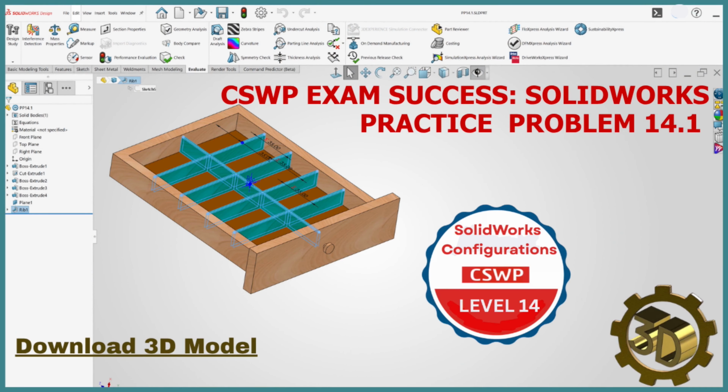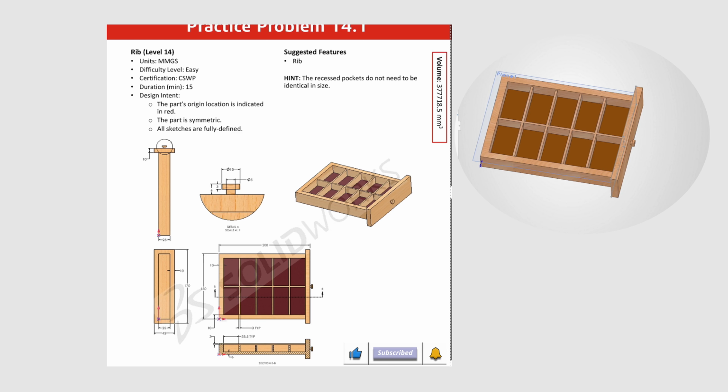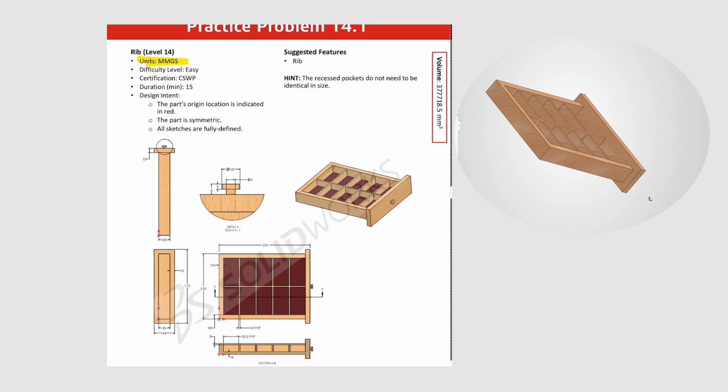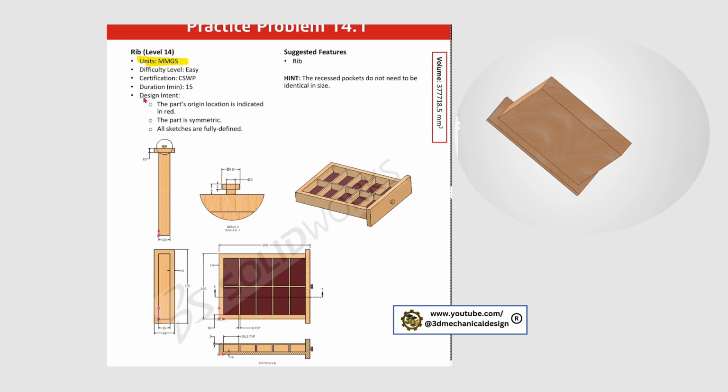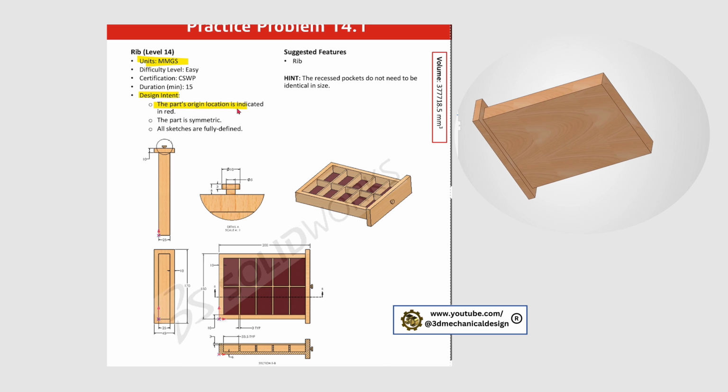In this video, we're tackling CSWP Practice Level 14, Problem 14.1, with a special focus on the rib tool, one of the fastest ways to add stiffening features without oversketching. As always, the download link for the 3D model is in the description so you can follow along step by step. We'll keep units in MMGS, millimeter, gram, second, and the origin at the lower left corner.